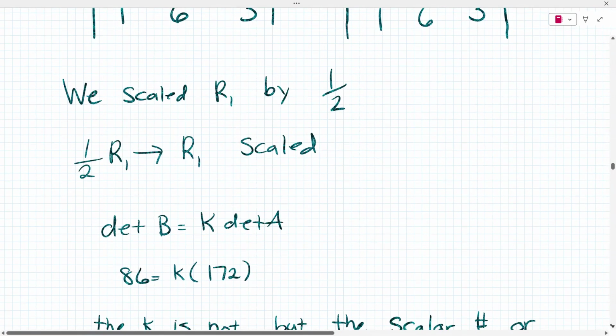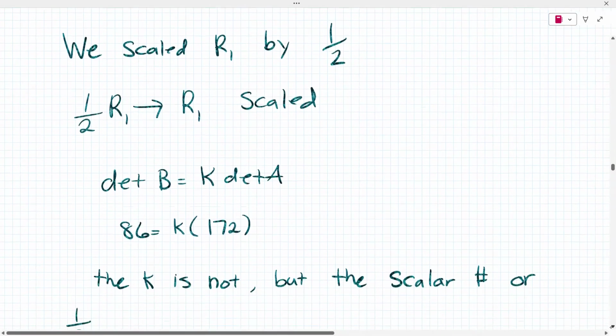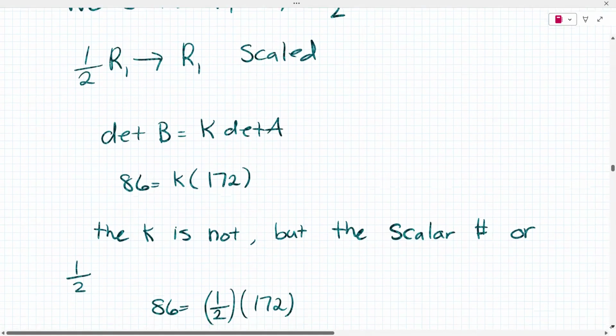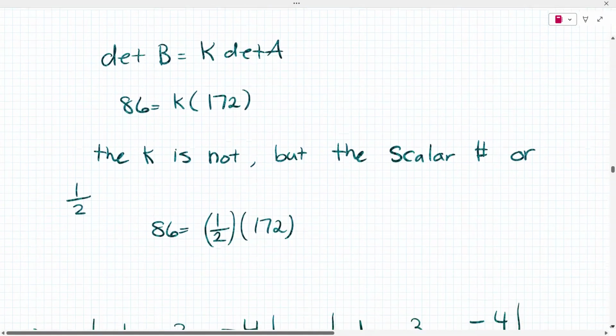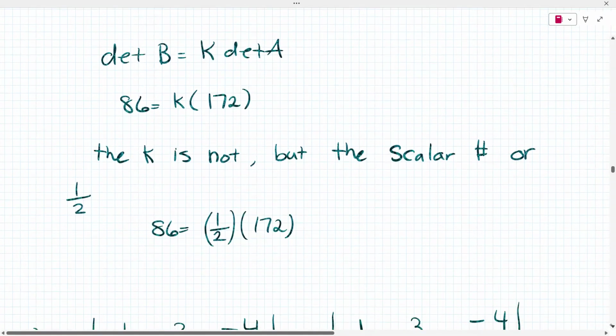And then, yeah, determinant B is equal to K times determinant A. So 86 equals K times 172. The K is nothing but the scalar number, 1/2. So in our case, our K is 1/2.